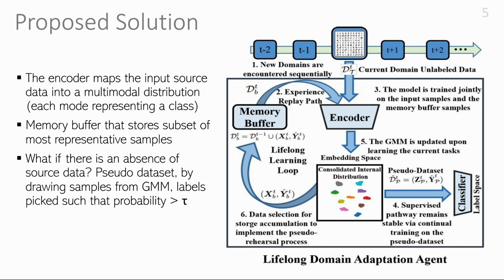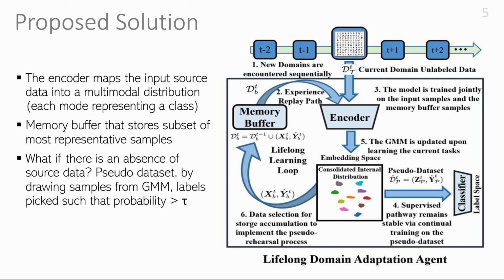This is our proposed solution. So first, a few important things. The encoder maps the input source data into a multimodal distribution, and each mode represents a class. A memory buffer is something that stores the subsets of most representative samples. So small subsets of most representative samples are stored to be used later. What if there is an absence of source data? In that case, we generate a pseudo dataset by drawing samples from the Gaussian mixture model, and the labels are picked from the predictions of the model when the probability is greater than a particular threshold.